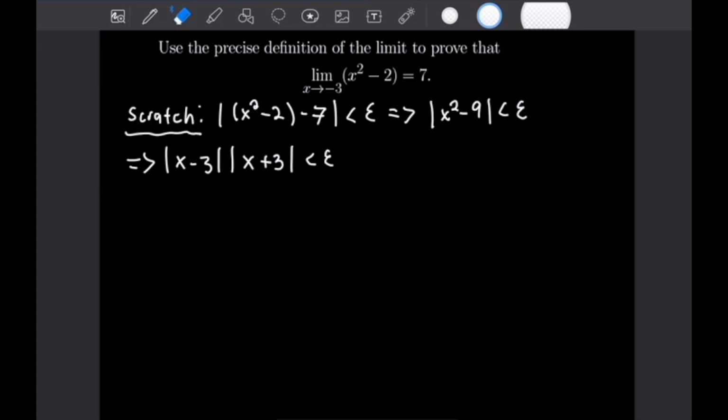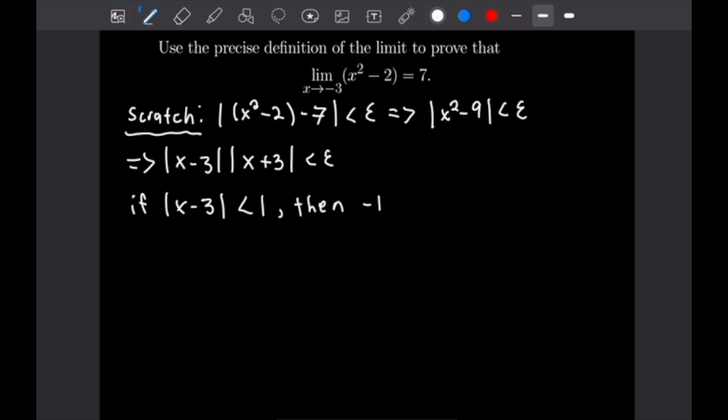And so we're going to want to do a little wishful thinking here. We're going to look at if the absolute value of x minus 3 is less than 1. Well, we can use our definition of absolute value to see that that will then mean that x minus 3 is between -1 and 1. But we can add 3 to both sides there, and we will get a new inequality, which will be 2 is strictly less than x, which is strictly less than 4.